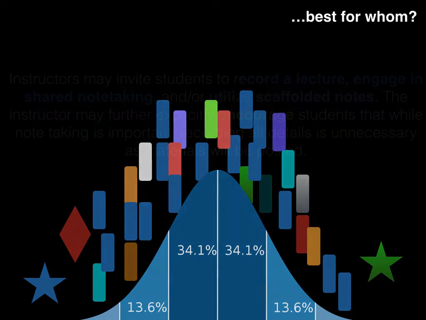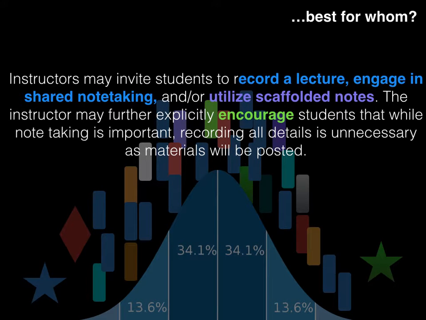Now consider, what if we combined several of these ideas? Instructors may invite students to record a lecture, engage in shared note-taking, and/or utilize scaffolded notes. The instructor may further explicitly encourage students that while note-taking is important, recording all details is unnecessary, as materials will be posted on the Canvas site. By using this multiplicity approach, the students can choose which of these things is best for them, and that answer will not be the same for all of the students in the class.